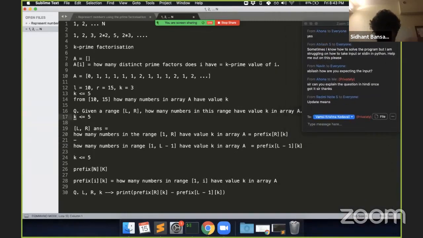So is everyone clear with the broad idea of the question? Originally we had this question. First we said we'll create this array A, which is basically the k prime value of each number. Then the question is reduced to finding, in the range L to R, occurrences of a specific value k in this array A. We can just rephrase the question. Then this is equal to the count of numbers in the range 1 to R, whatever answer we get, minus the count in the range 1 to L minus 1. We subtract these two and get our answer. And this can be represented as a prefix sum. That's why I'm using prefix[i][k] here.